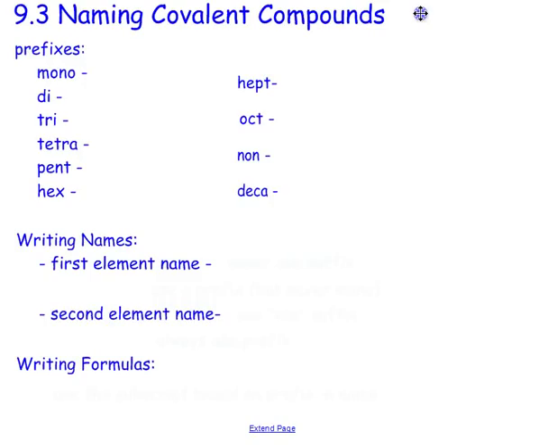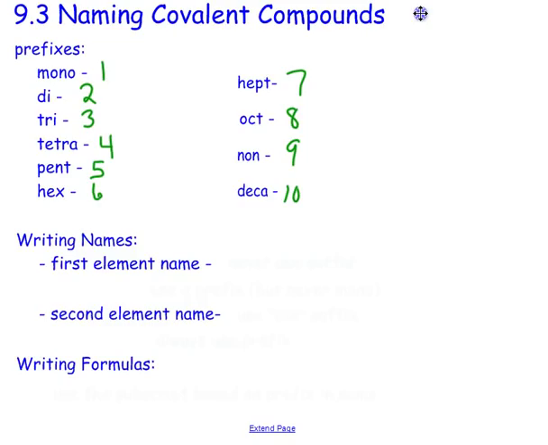Just to write out the notes here, naming covalent compounds, the prefixes. Mono, of course, means one. Di means two. Tri means three. Tetra is four. Penta is five. Hexa is six. Hepta is seven. Octa is eight. Nona is nine. And deca is 10. Right?